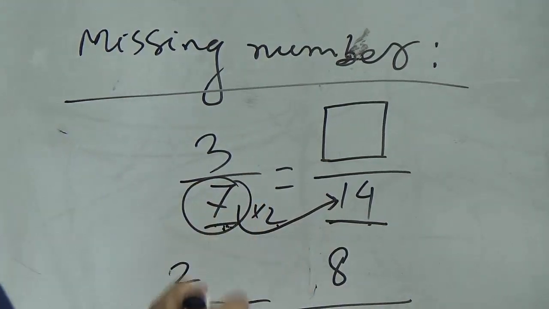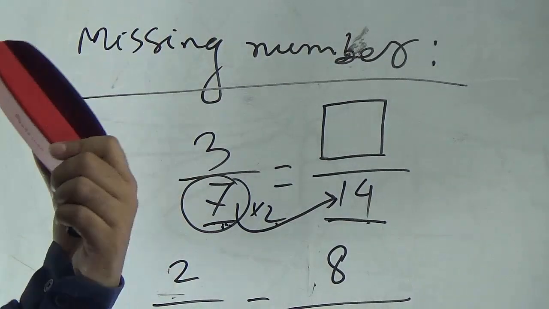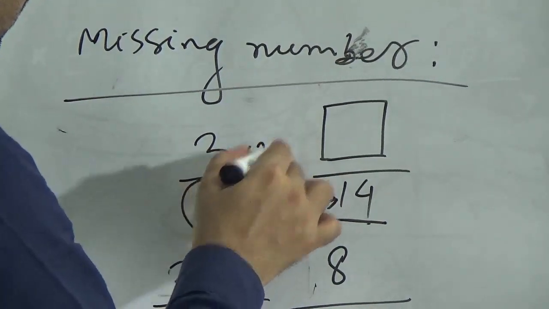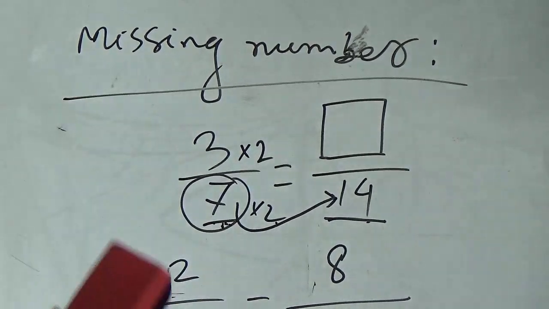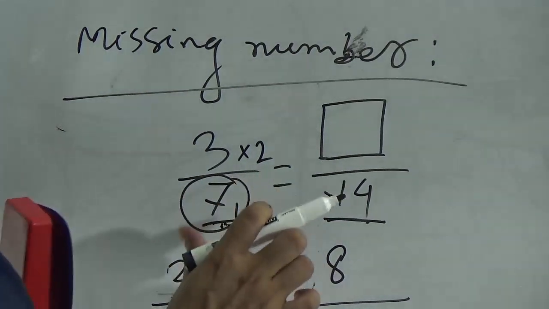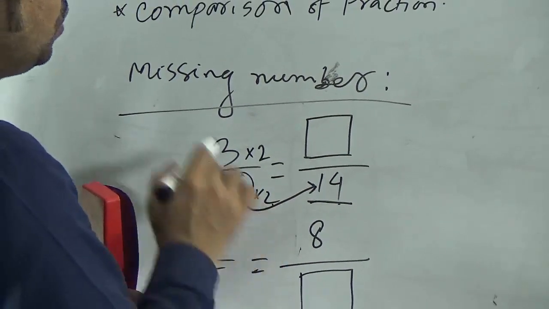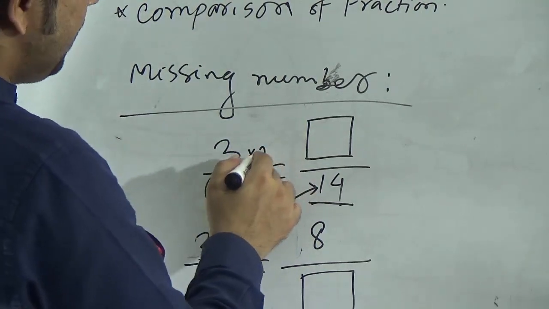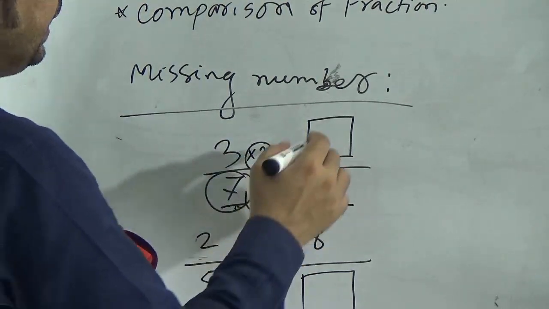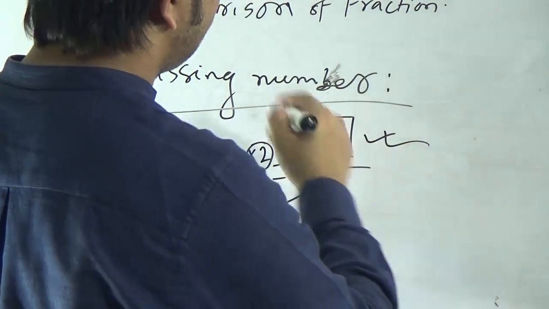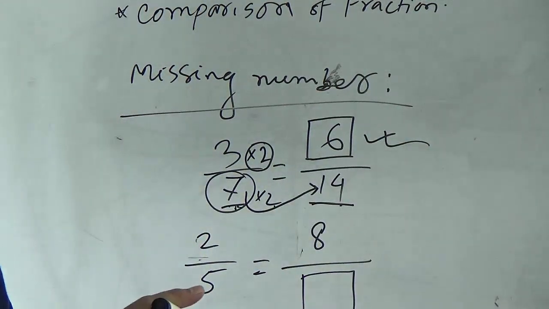So from the definition or technique of equivalent fraction, we can say we have to multiply both the numerator and denominator by the same number. It means that in that case, we have to multiply the numerator also by 2 to get the missing number. So if we multiply 3 by 2, we will get here 6. So here the required missing number is 6.